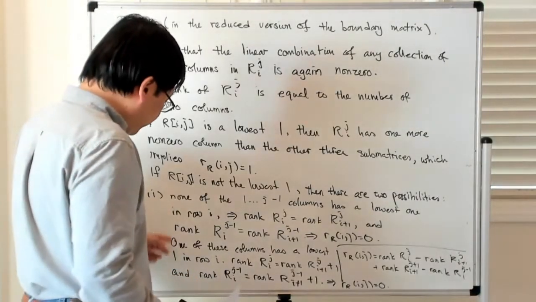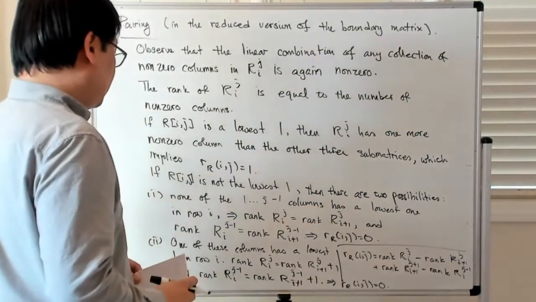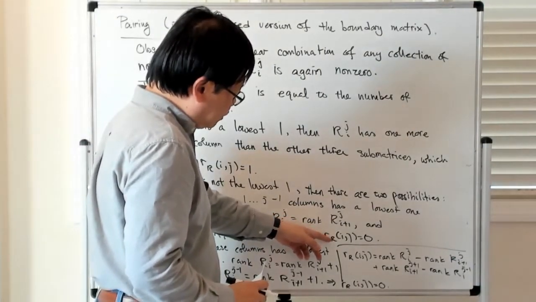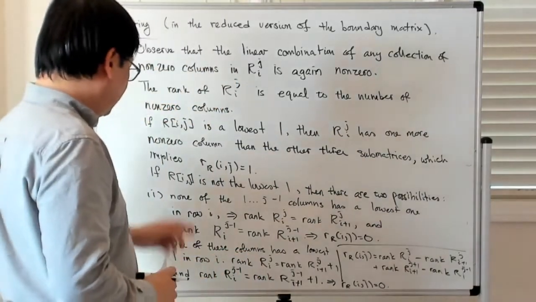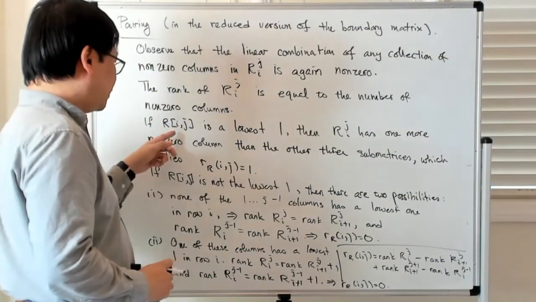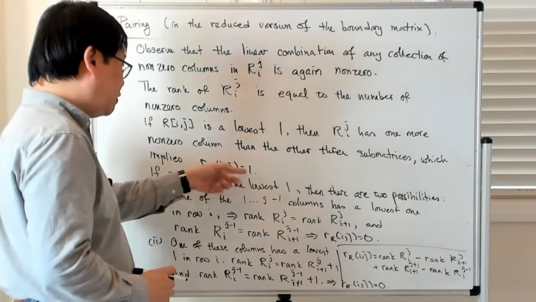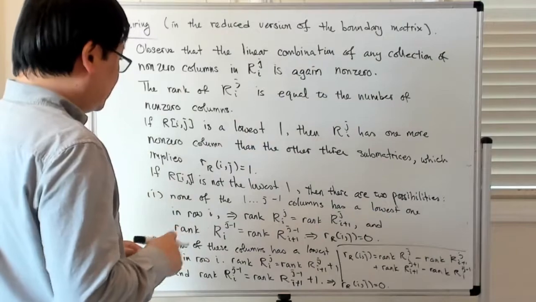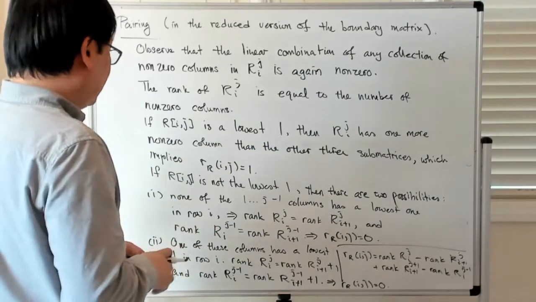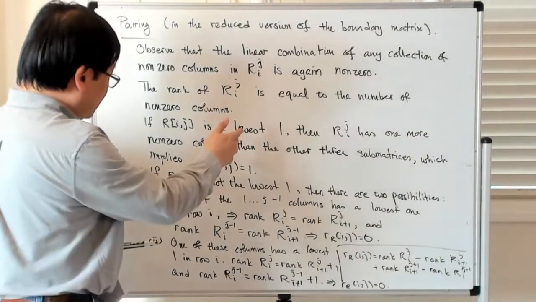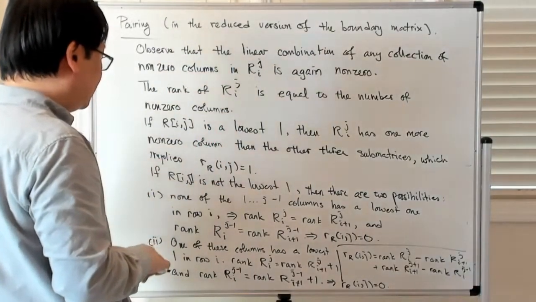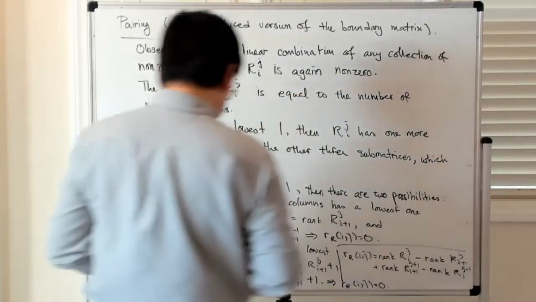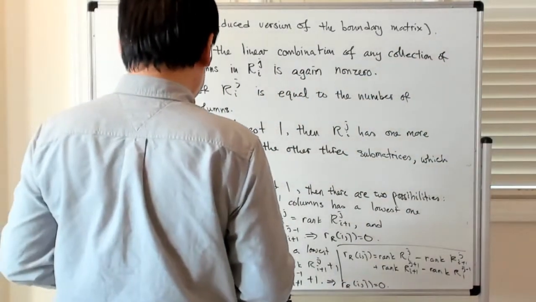Okay, so in both of these cases, we have that Rij is equal to 0 if Rij is not the lowest one, and Rij is equal to 1 if Rij is the lowest one. Okay, so this essentially establishes an interesting connection between the lowest ones and this computation you have here, right?